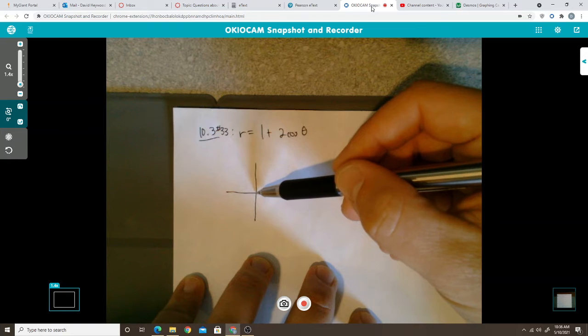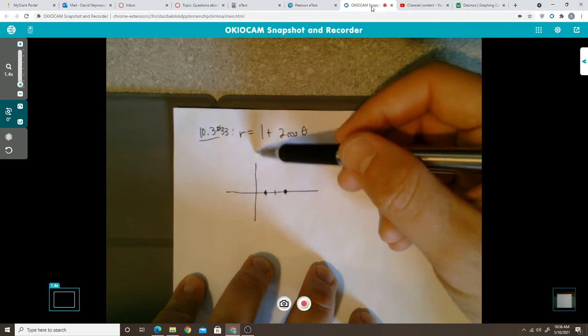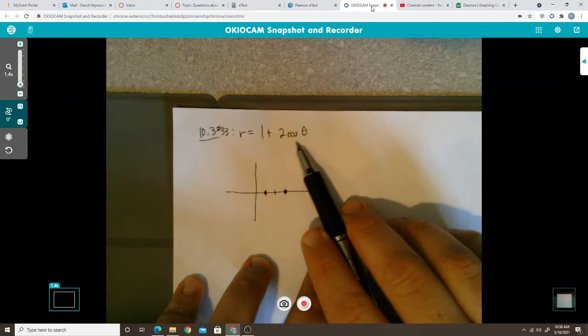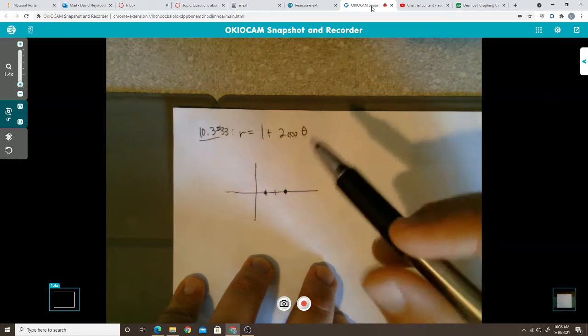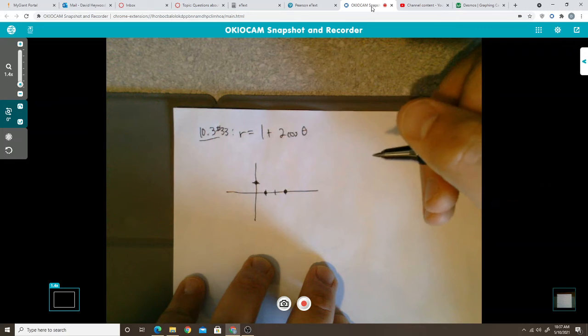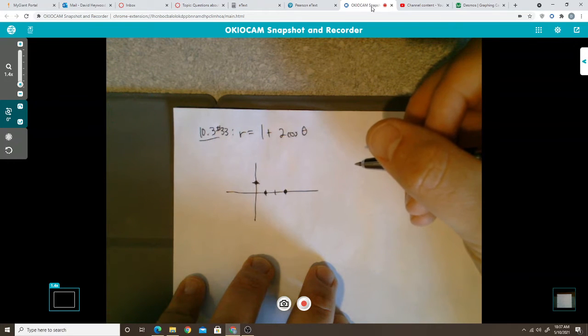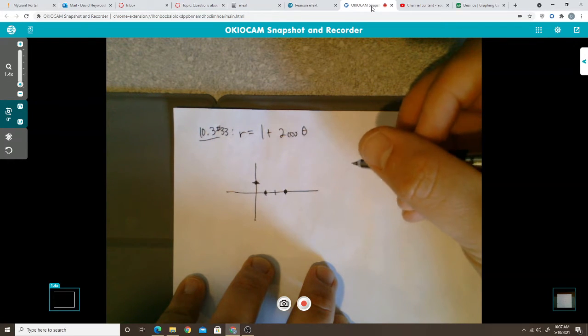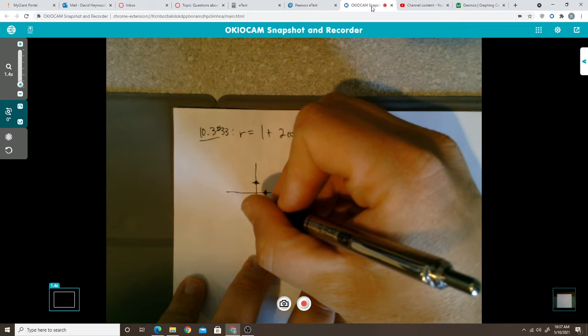I suppose you could say, well, what's going to happen when theta equals pi over 2? Well, cosine of pi over 2 is 0, right? So r is going to be 1. So we're there. Same thing at 3 pi over 2, right?